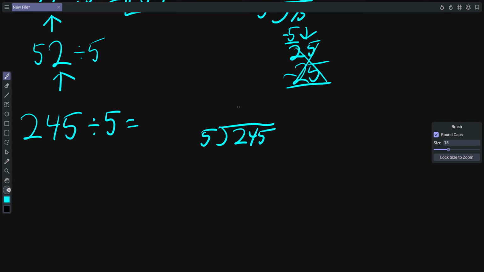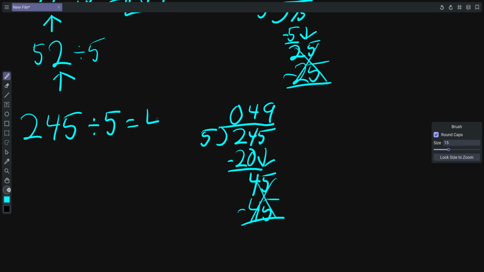5 cannot go into 2, but it can go into 24. It can go into 24 4 times, and if we multiply 5 by 4, we get 20. We subtract 20 from 24 to get 4. We drop down the 5, and 5 will go into 45 9 times, and 9 times 5 equals 45. This will cancel out, and 49 will be our final answer.